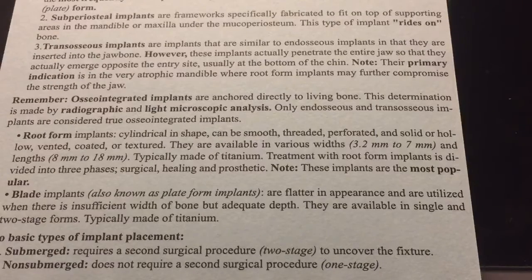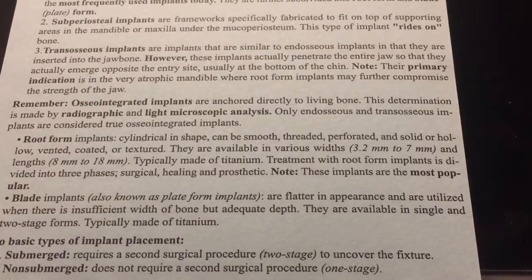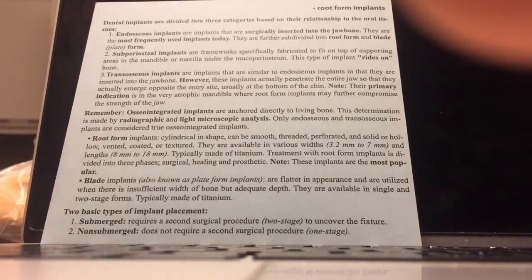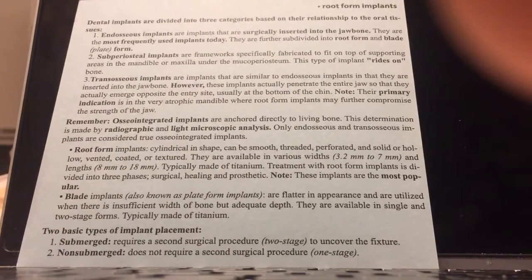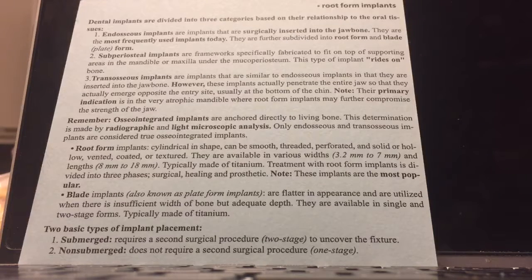Dental implants are divided into three categories based on their relationship to the oral tissues. One, endosseous implants are implants that are surgically inserted into the jawbone. They are the most frequently used implants today. They are further subdivided into root form and blade form.